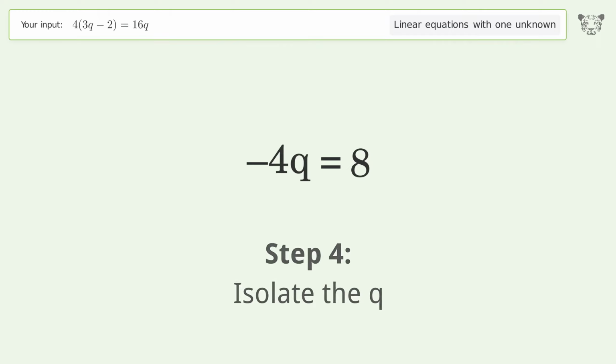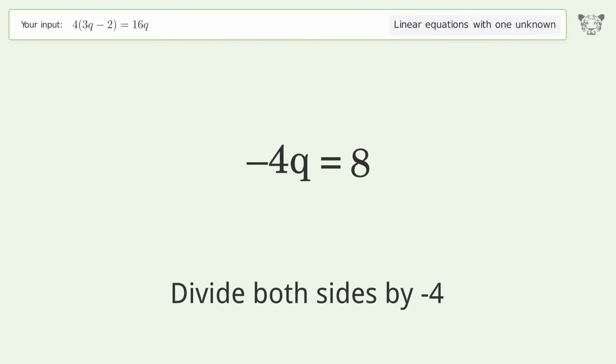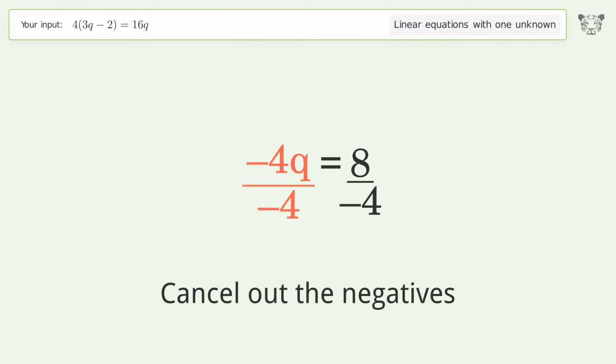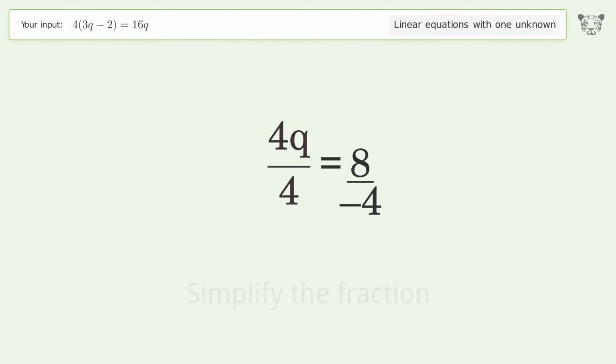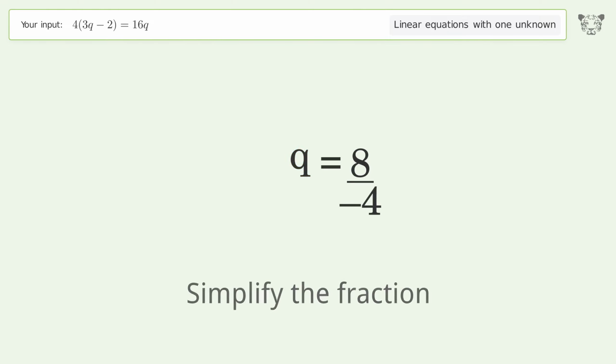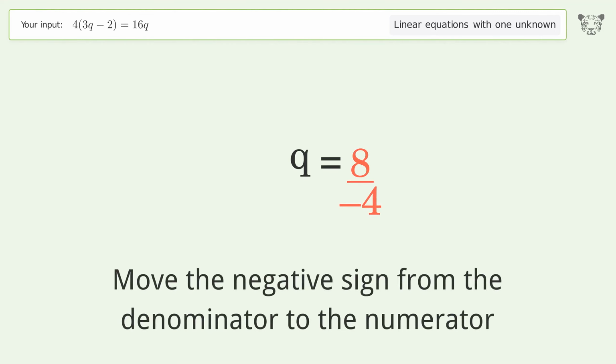Isolate the q. Divide both sides by -4. Cancel out the negatives. Simplify the fraction. Move the negative sign from the denominator to the numerator.